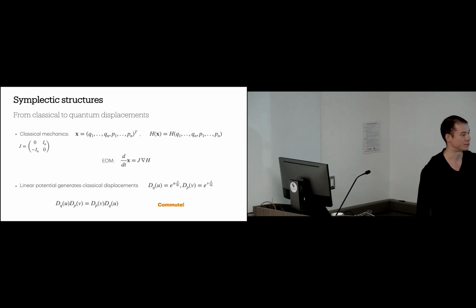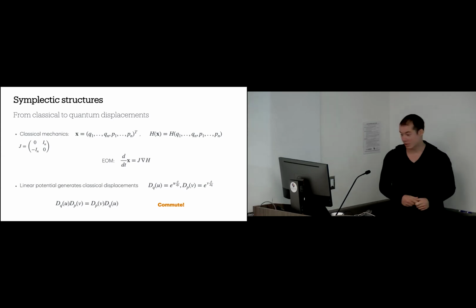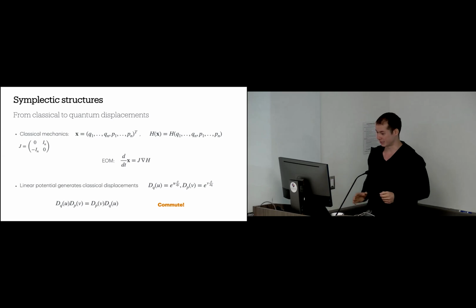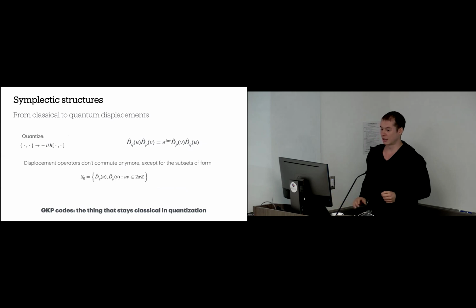You can do this along the momentum axis or along the position axis, and in classical mechanics these things simply commute. It doesn't really matter if you displace the momentum first or the position first. Okay, so this is classical mechanics. You all know this. Now when we go to quantum mechanics, we quantize.